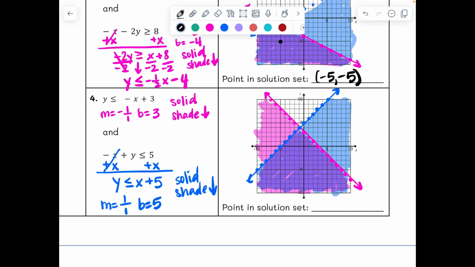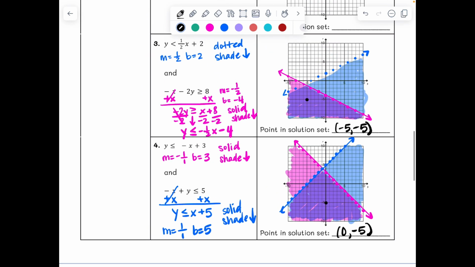Okay, so a point in the overlapping area would be 0, negative 5. You could pick any point in that overlapping area. So that's what you'll be doing in today's practice.